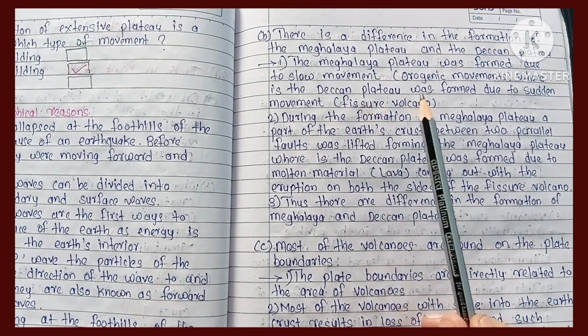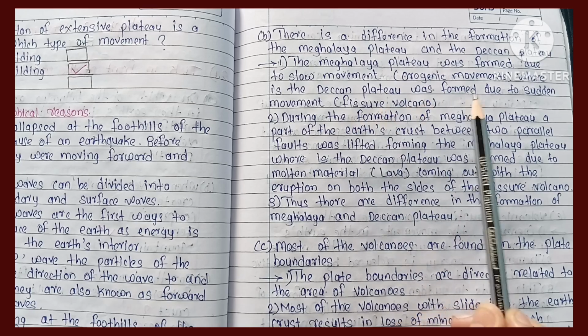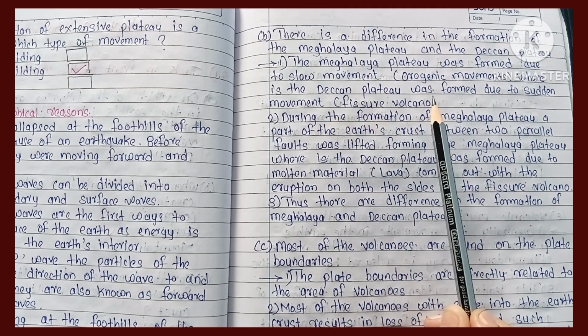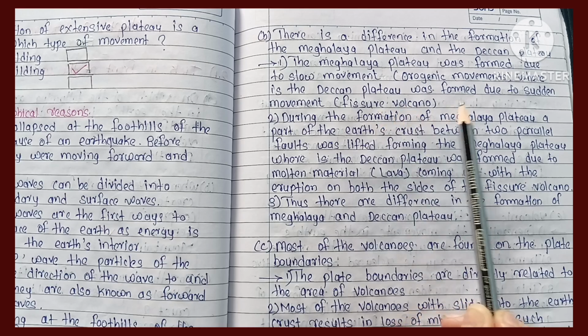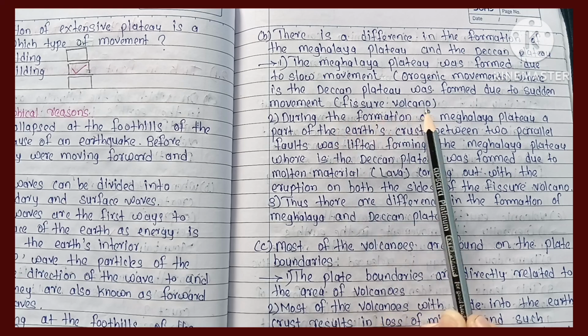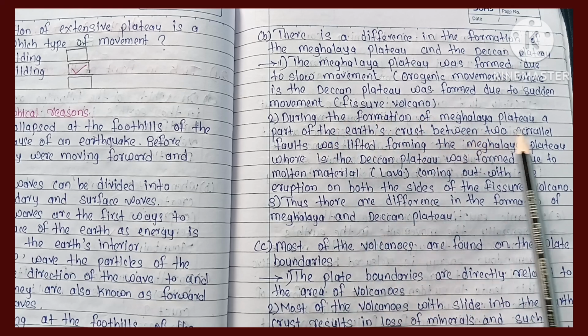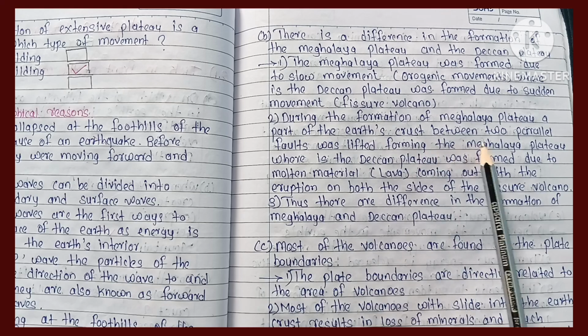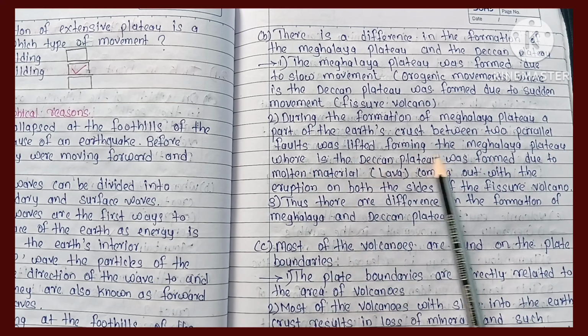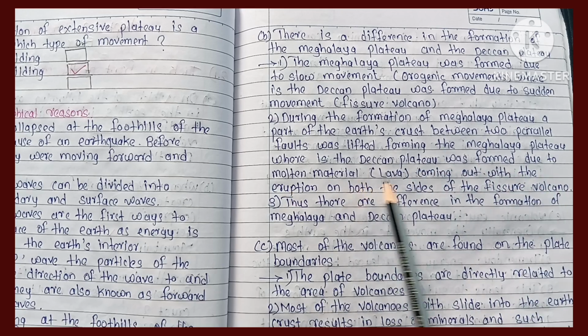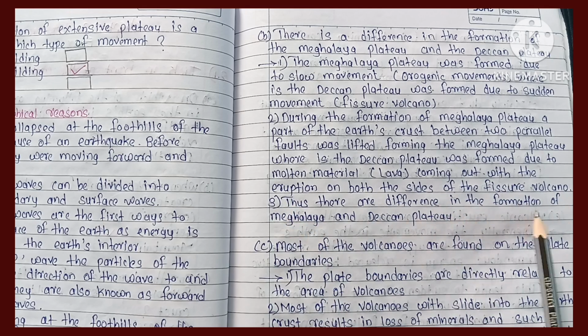Next question. There is a difference in the formation of the Meghalaya Plateau and the Deccan Plateau. Answer: the Meghalaya Plateau was formed due to slow movement, orogenic movement, whereas the Deccan Plateau was formed due to sudden movement, fissure volcano. During the formation of the Meghalaya Plateau, a part of the Earth's crust between two parallel faults was lifted, forming the Meghalaya Plateau, whereas the Deccan Plateau was formed due to molten material, lava, coming out with the eruption on both sides of the fissure volcano. Thus, there are differences in the formation of the Meghalaya and Deccan Plateau.